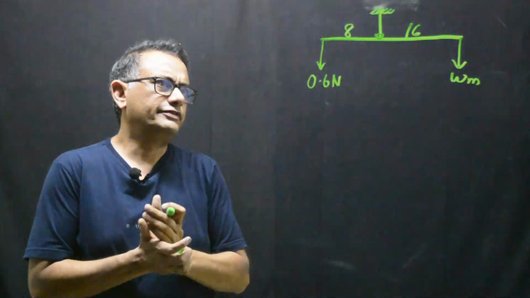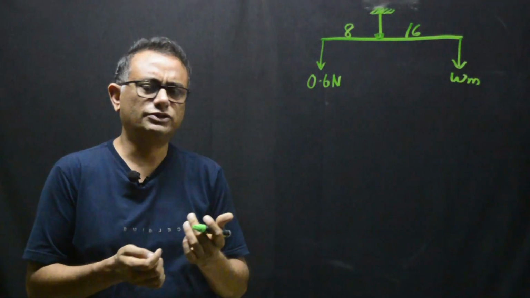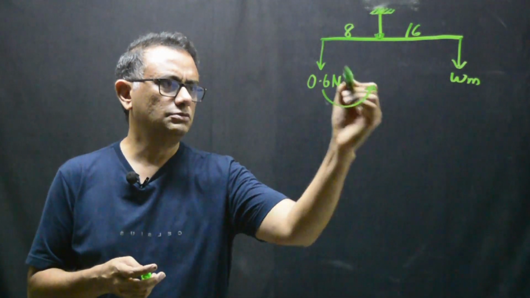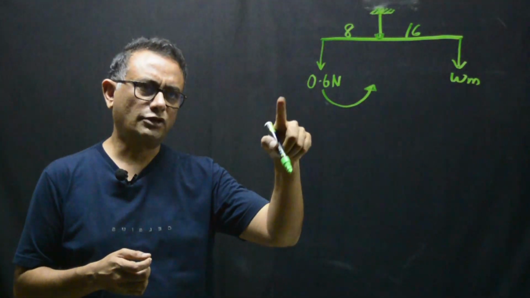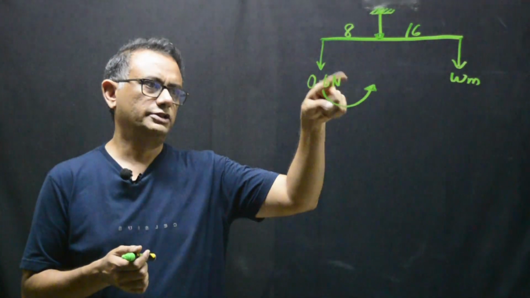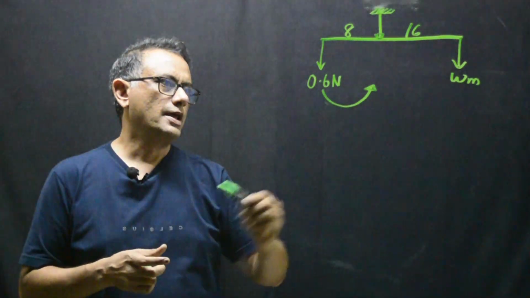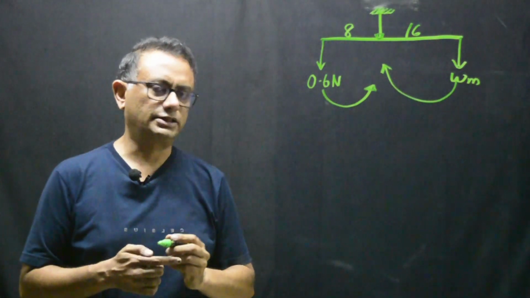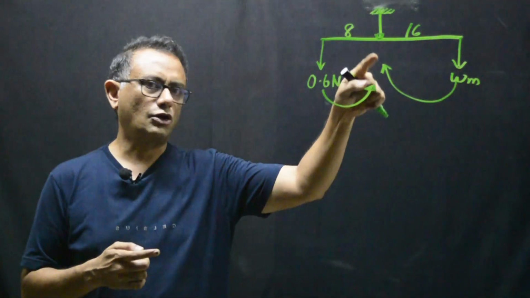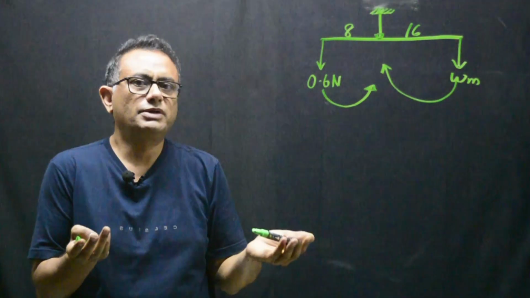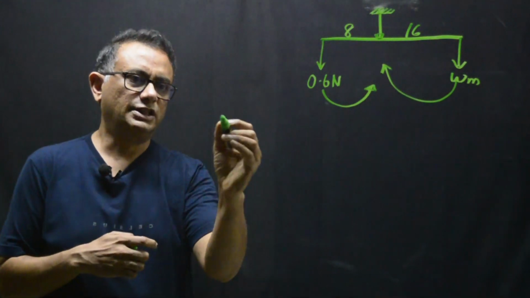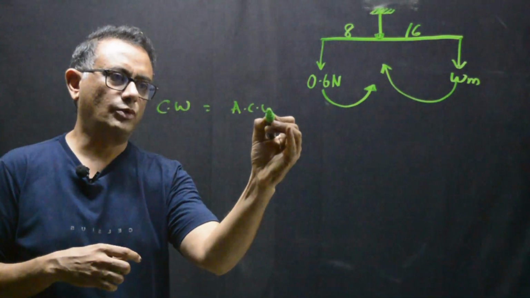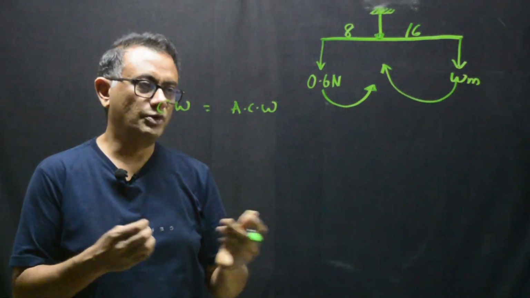So if the beam has to be stationary, we'll use the principle of moments, right? We find that the elephant is going to have a torque. What kind of torque is this? This torque is going to go like this. This is anti-clockwise. And this monkey is going to have a torque in this direction, so this is going to be a clockwise torque, right? So if the beam has to be in equilibrium, clockwise torque has to be equal to the anti-clockwise torque. We are using the principle of moments here.